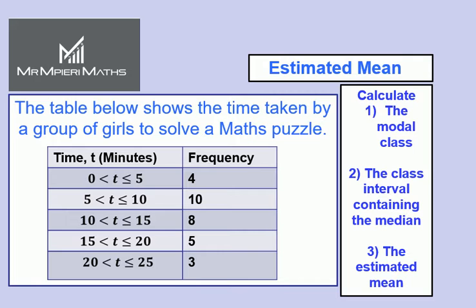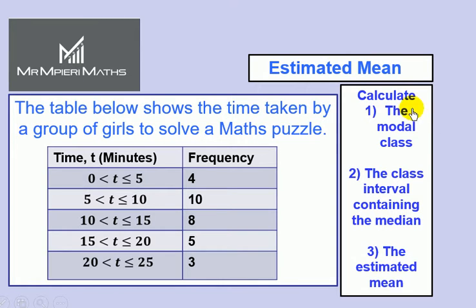The table below shows the time taken by a group of girls to solve a math puzzle. And the time is in minutes. So between 0 and 5 minutes, there are 4 students that did that. And between 5 and 10 minutes, 10 students completed the puzzle, and so on and so forth.